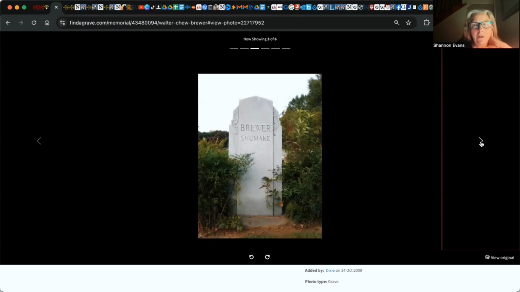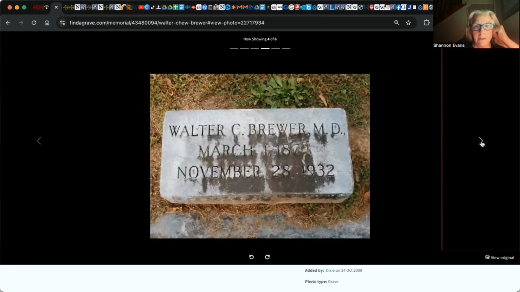And that's the center stone in the center of the grave section where he's buried in the family plot. And there's that headstone that we saw earlier.